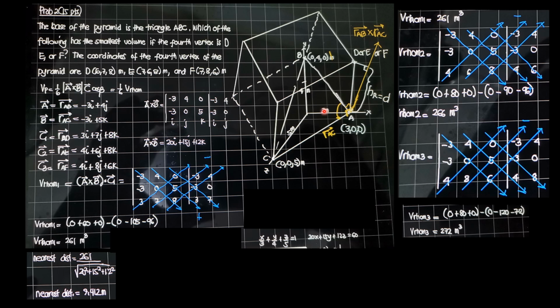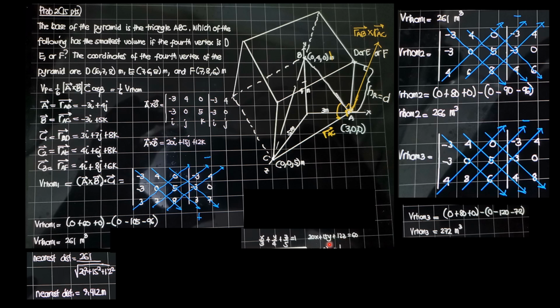X-intercept is 3. Alternate solution, just to show that the nearest distance is really 9.412, plus y over y-intercept, which is 4, plus z over z-intercept 5 equals 1. Multiply this by the LCD, which is 60. So 60 over 3 is 20x. 60 over 4, so we have 15y. Then 60 over 5, 12z. Then 60 times 1, 60.